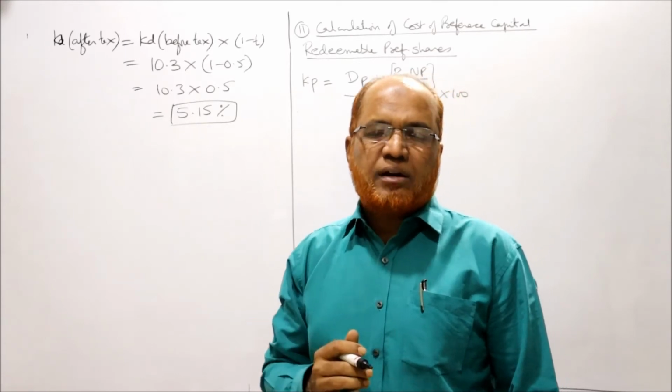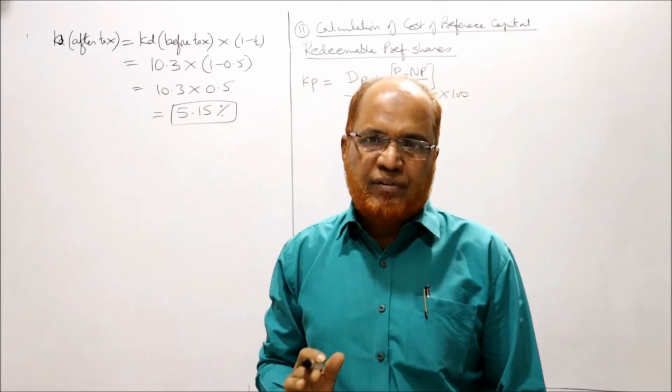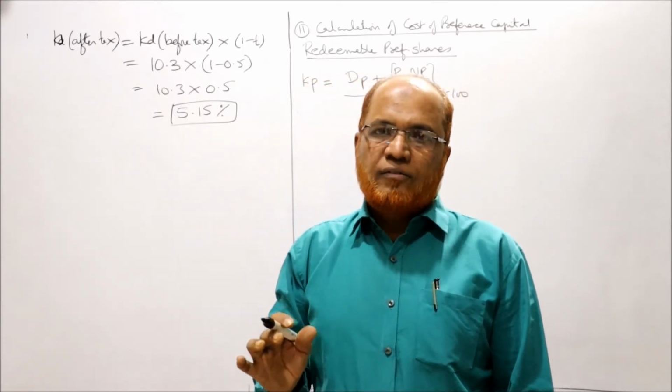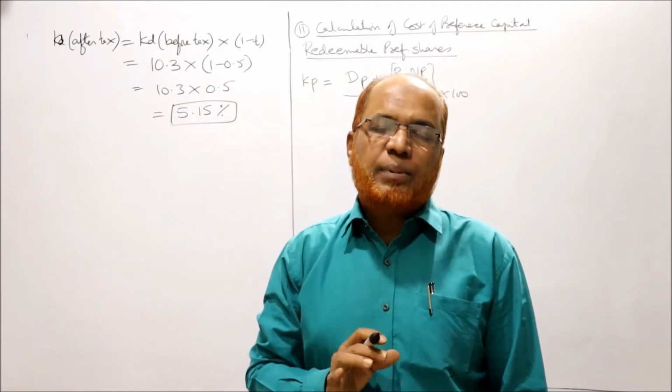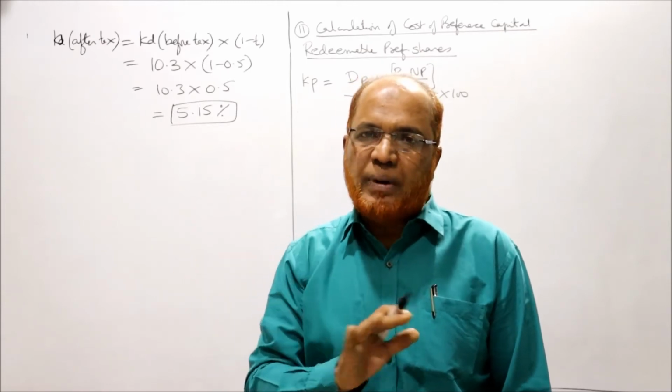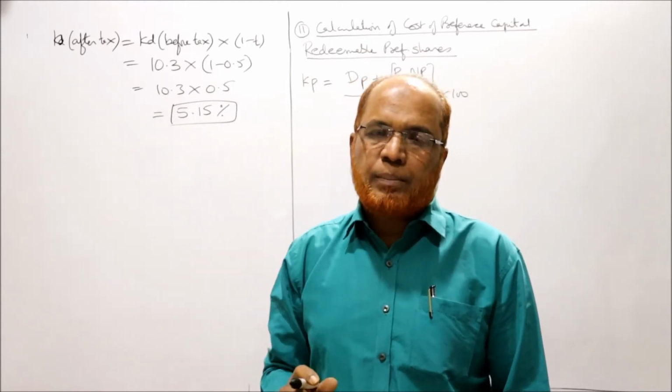जहाँ पर इंटरेस्ट पे कर रहे हैं वहाँ पर टैक्स शील्ड मिलता है, टैक्स बेनिफिट मिलता है. तो इसके लिए 1 minus T से मल्टीप्लाई करेंगे whenever we calculate KD. लेकिन KP मालूम करने के लिए there is no tax shield, no benefit. So we should not multiply 1 minus T.